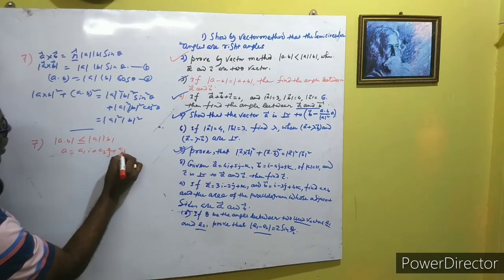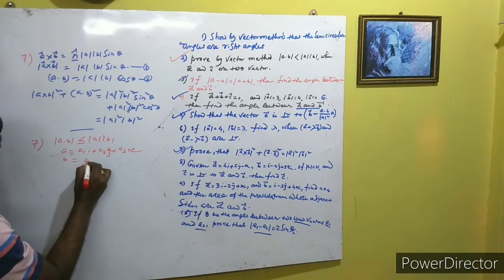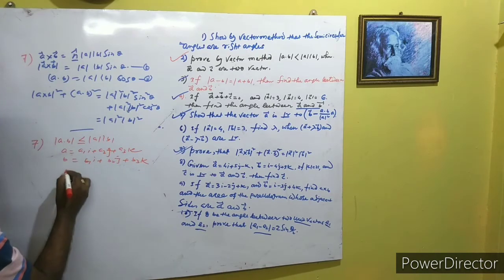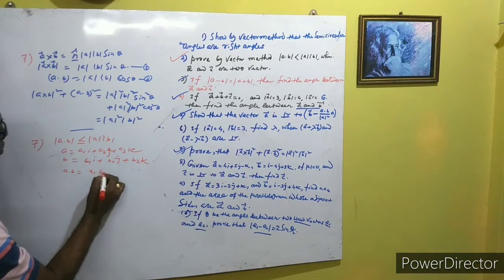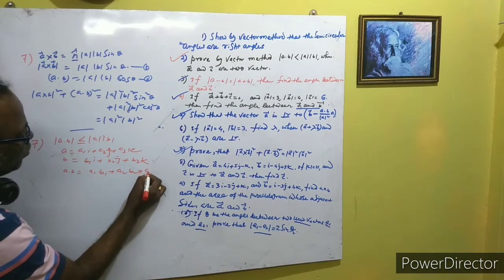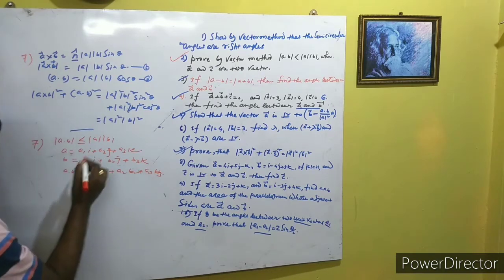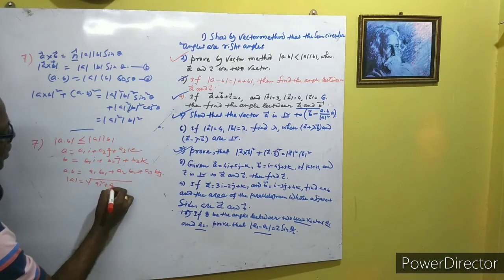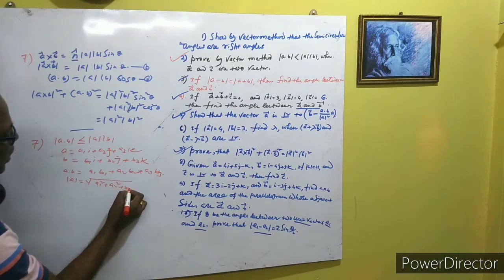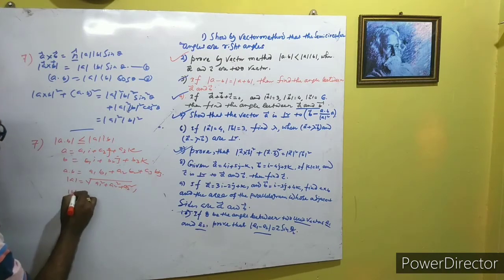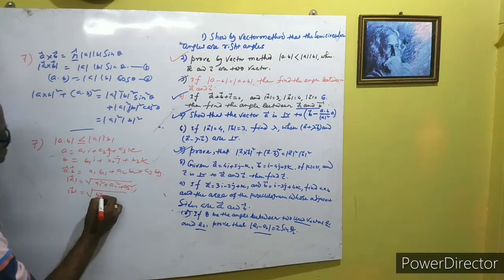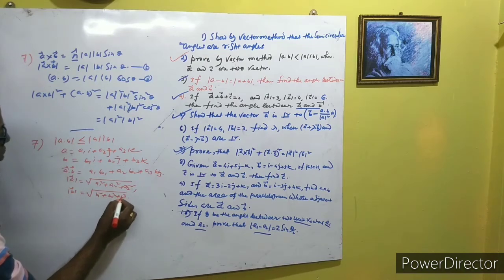a2 j, a3 k. Same as b is equal to b1 i, b2 j, b3 k. We take a dot b, that is a1 b1 plus a2 b2 plus a3 b3. So mod of a is equal to root of a1 square plus a2 square plus a3 square. And mod of b is equal to root of b1 square plus b2 square plus b3 square.